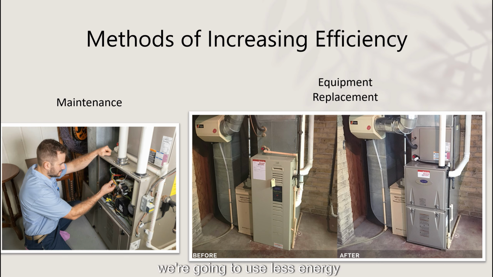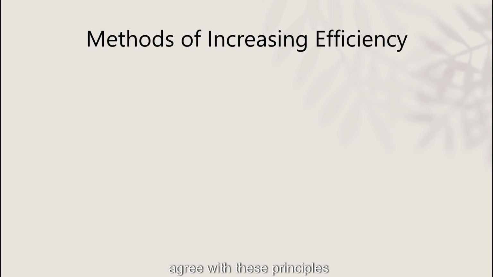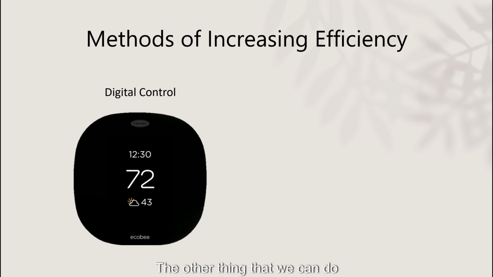Replacing equipment, we're going to use less energy, we're going to use less natural gas. Believe it or not, in 2028 there is a mandate by the government that everything needs to become a 90% furnace. So everything is switching over to being more energy efficient. Now, you don't necessarily have to agree with these principles, but this is what's happening, right? We want to do our part to abide by different guidelines and different laws that are being given to us, right? The other thing that we can do is we can install a digital control.